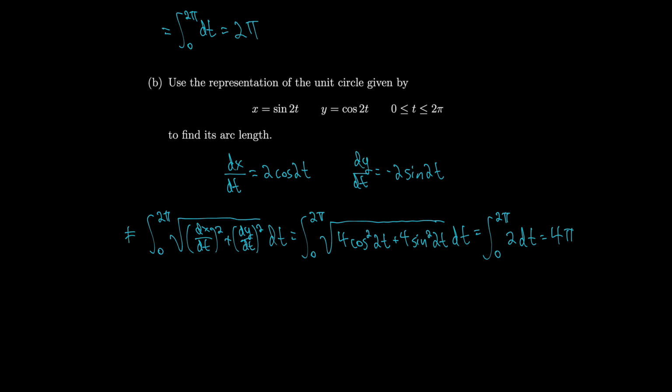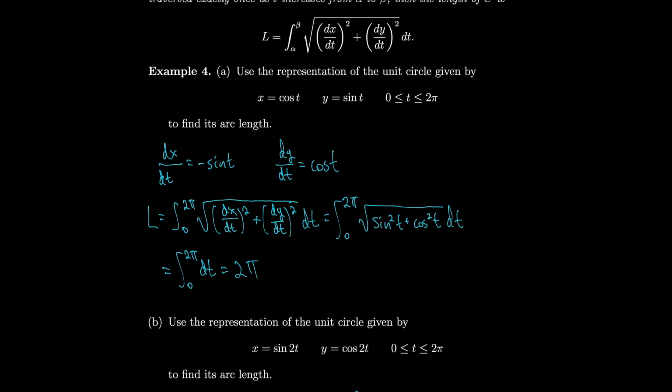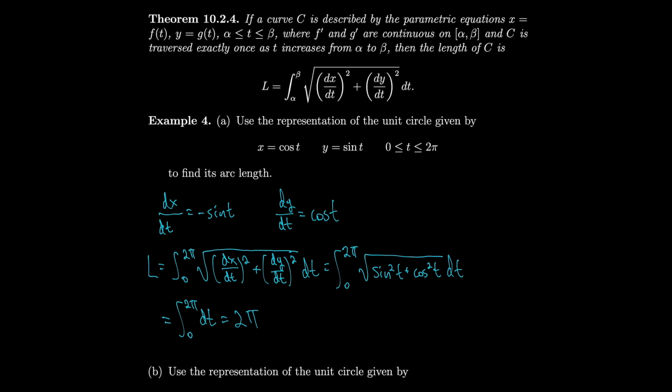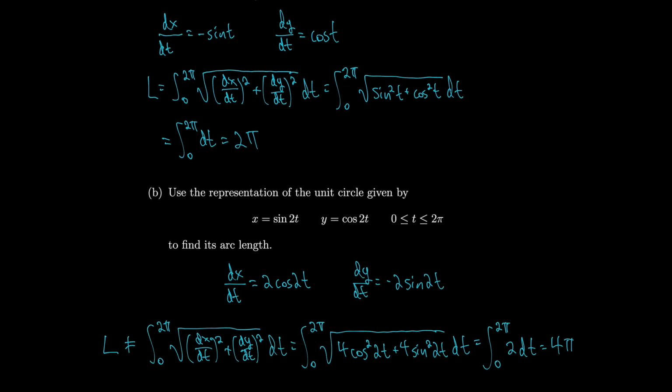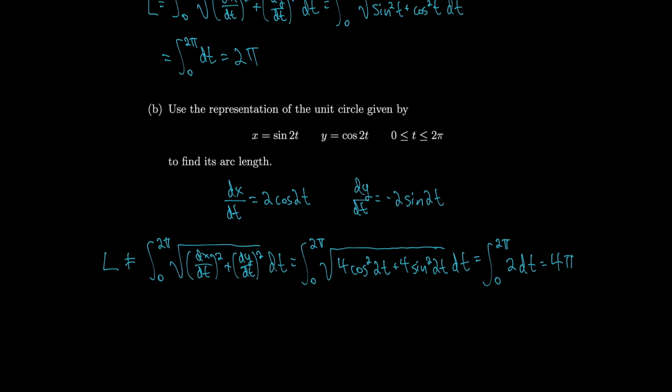So this does not equal our arc length. If we wanted to actually find the arc length, we would have to take half of this integral, because notice that our theorem said that this thing had to be traversed exactly once. So these parametric equations in the second representation, as we've seen before, provide a curve that's traversed twice. So you have to be very careful with parametric equations. It's not always obvious how many times you've traversed your curve, but you have to be very careful if you want to actually find the arc length that you're not duplicating any sums.